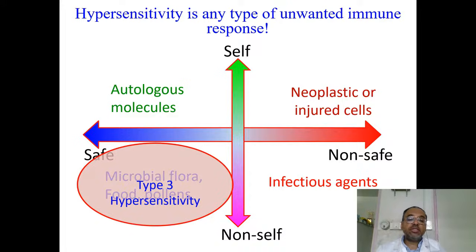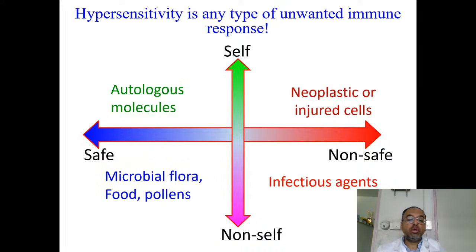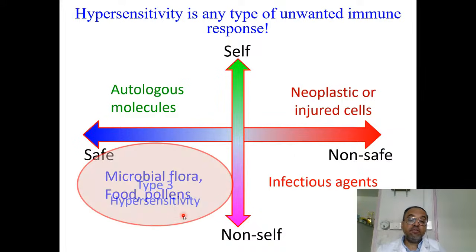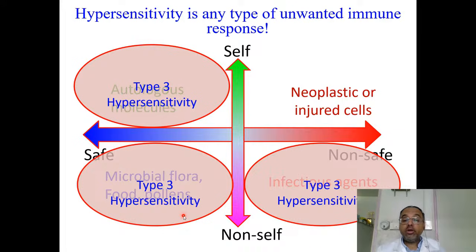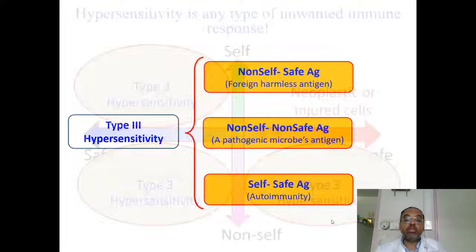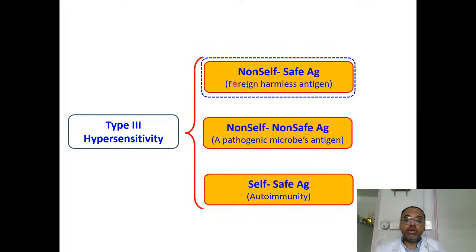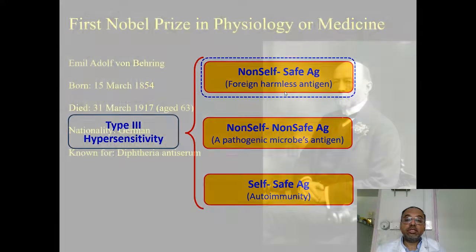So type 3 hypersensitivities could be against safe entities which are non-self. They can be part of an autoimmune process, or they can be part of an immune response against an infectious agent. So we have three groups of type 3 hypersensitivities. Let's start from the first one, type 3 hypersensitivity against foreign harmless antigens.